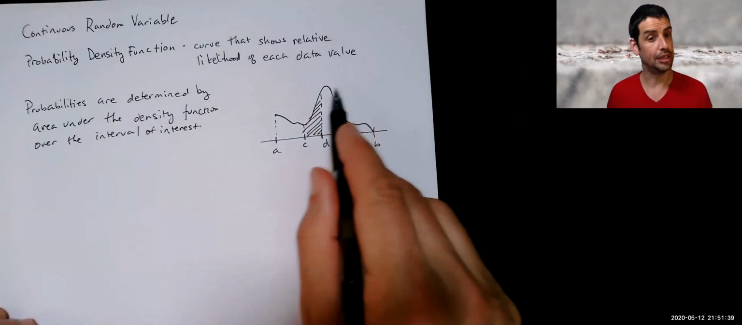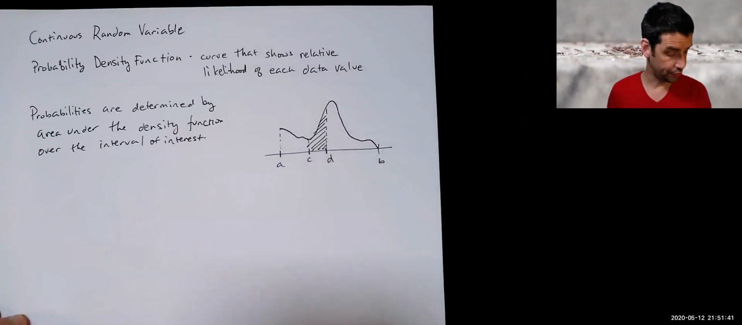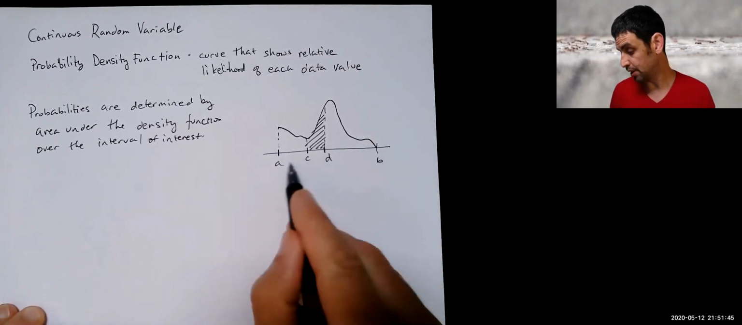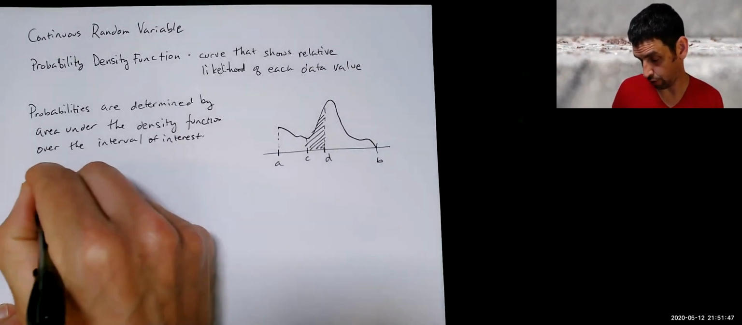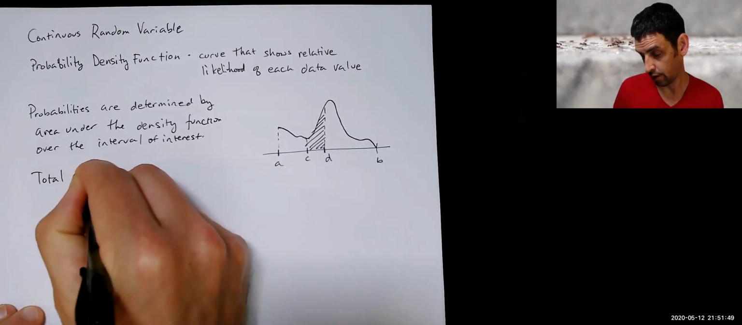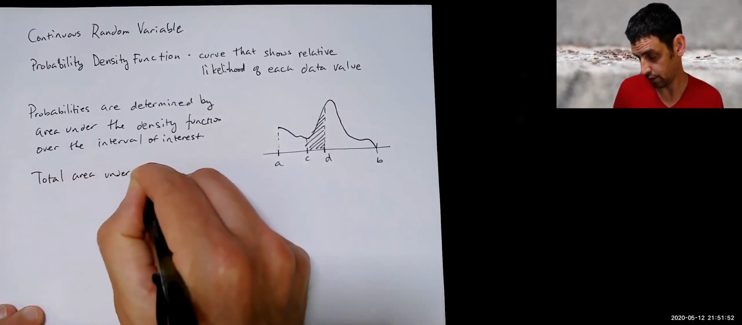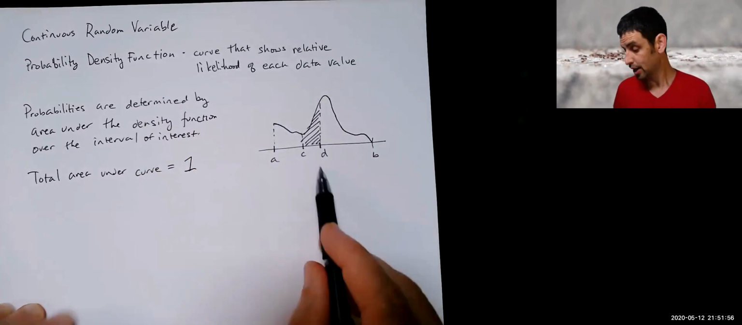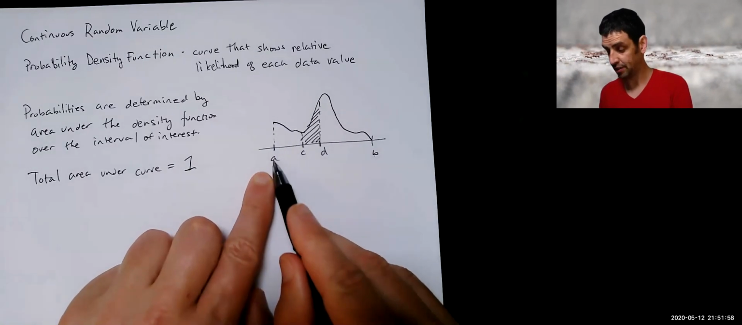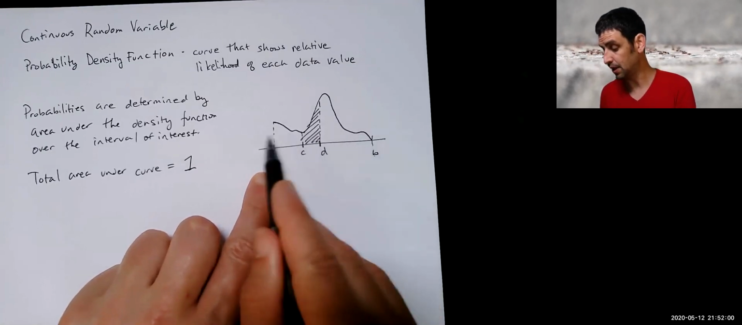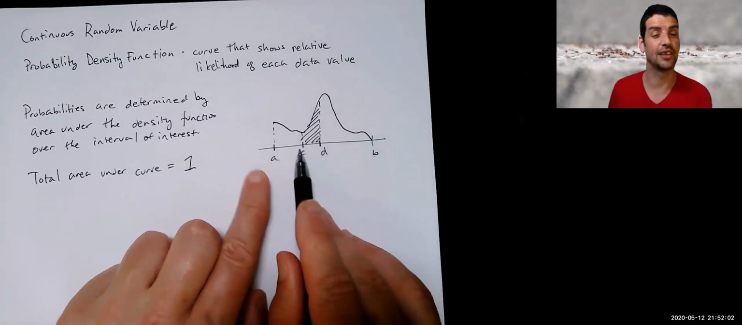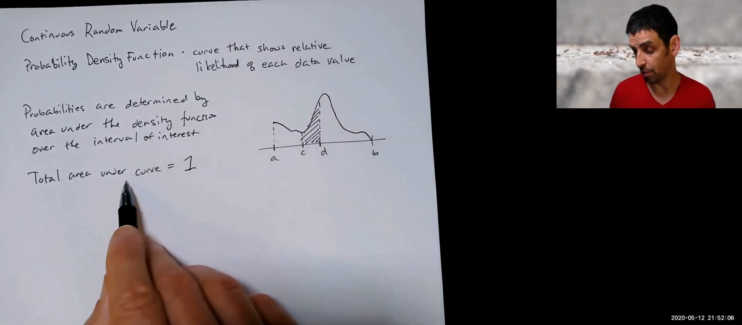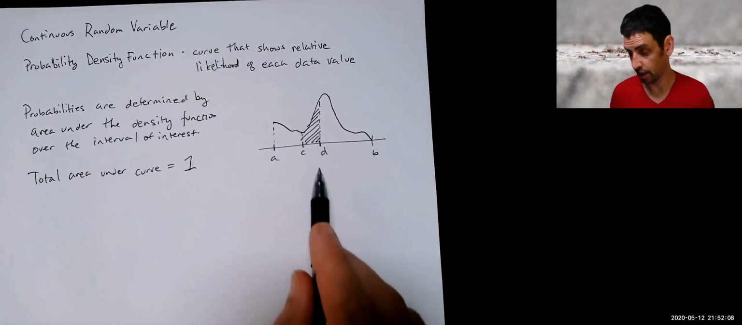It's always going to be the case that the area under the entire curve is 1. So let's write that down. The total area under the curve equals 1, because if this is our entire sample space, if our variable can be between A and B, then this represents all the possible things that can happen. So the probability has to be 1, it's certain, and the probability is represented by the area.